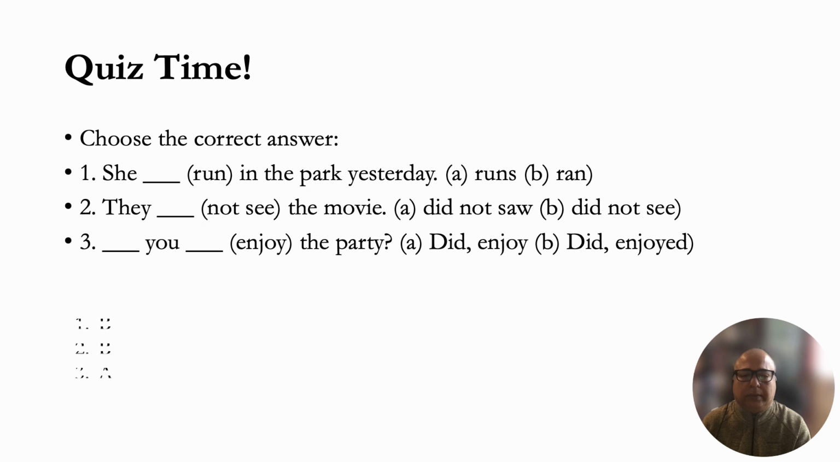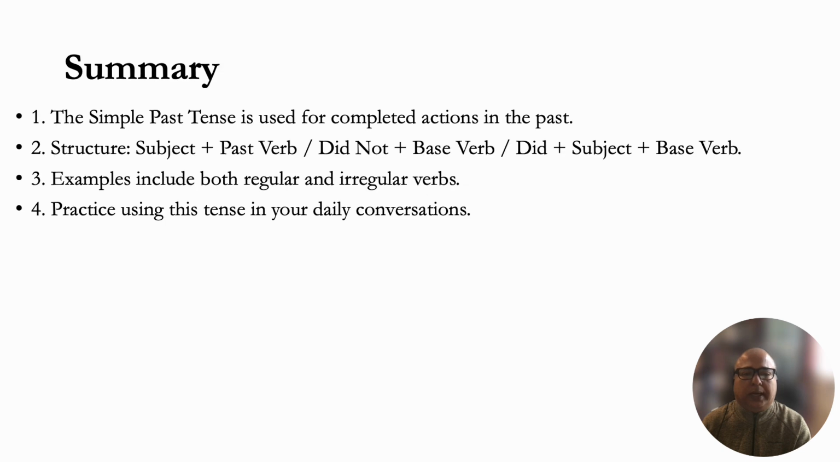Pause the video. Okay, did you get this right? Did you get all of the answers correctly? 1 is B, 2 is B, and 3 is A. Great, so let's summarize the lesson. 1, the simple past tense is used for completed actions in the past. We learned that, right? We use the simple past tense to refer to actions, things that were completed in the past.